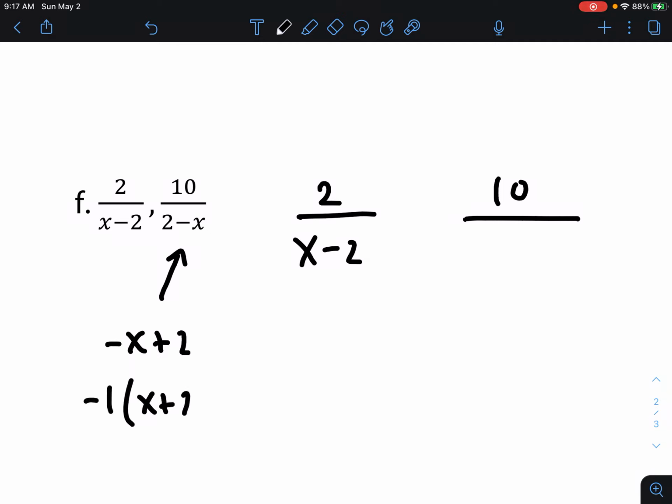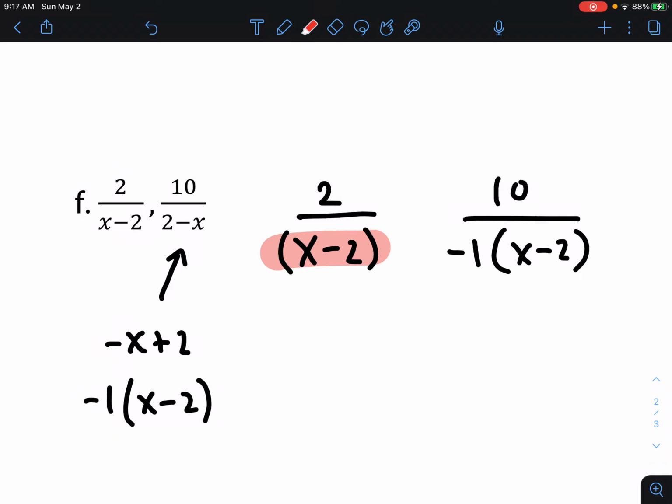Minus 2. Okay, so we have negative 1 times x minus 2. Now you might be looking at this and saying, well, one's in parentheses, one's not. Does that make them different? No, we can put that in parentheses too. They're the same, so that's unique. We have 2 of them, but we're only going to take 1. And then that is unique.